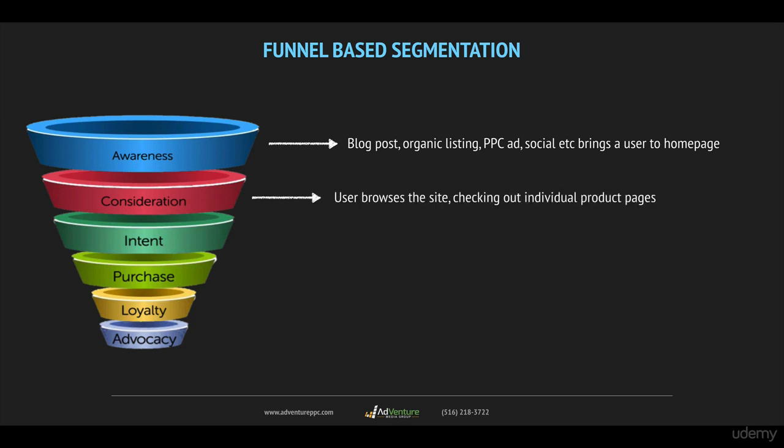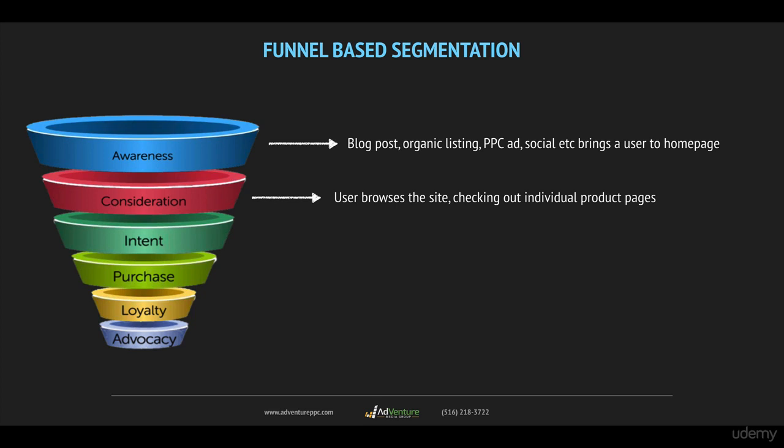Then you have consideration. Users are browsing your site, they're checking out individual product pages. So you might say that somebody who viewed a product page after coming to the home page, but before getting to a checkout page or the cart page, that person's in the consideration phase. They're spending a certain amount of time on site. You might want to bring in scroll depth, and we'll talk about combining characteristics in a second. But that's the basic consideration phase.